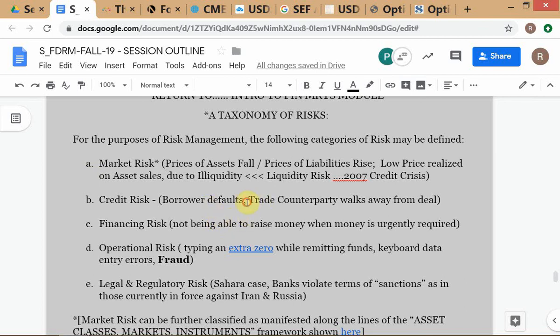Credit risk is basically a borrower defaulting, a trade counterparty walking away from a deal, any such situation. It need not be an official bankruptcy filing, although nowadays it's very easy under our new bankruptcy law to get that filing for one default itself. But any situation where there are financial difficulties and some loan doesn't get paid, or some commercial supplier doesn't get paid, some guy who supplied chairs during a conference room construction at IL&FS, and IL&FS got into financial difficulties and is not able to pay. So any time you have a commercial transaction with somebody and the other side of the contract fails to pay.